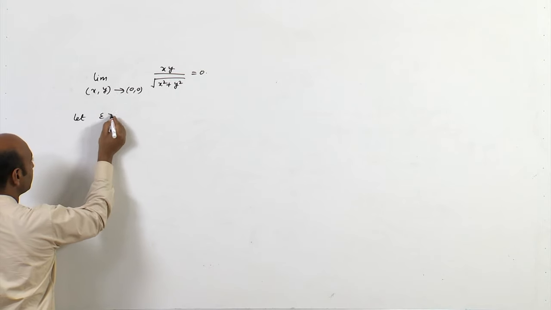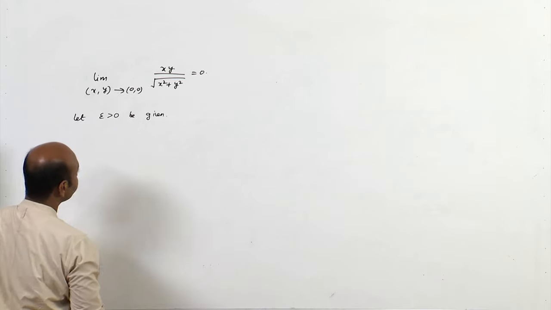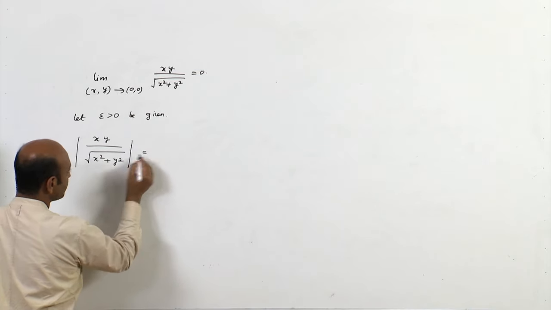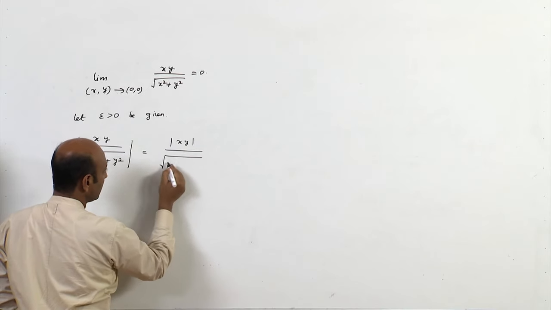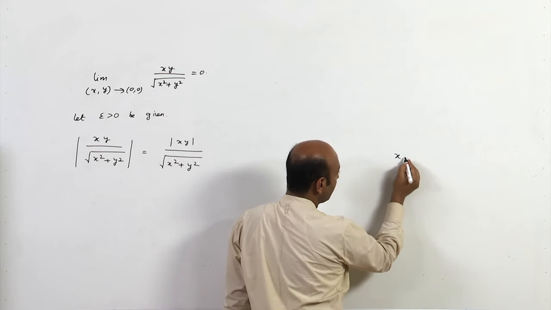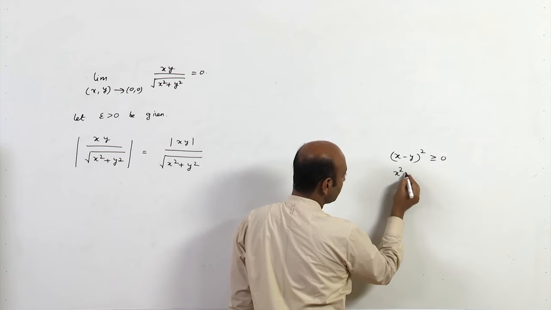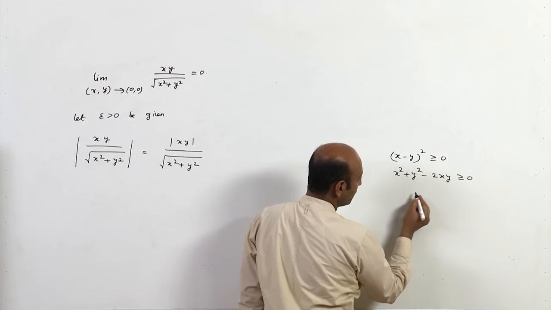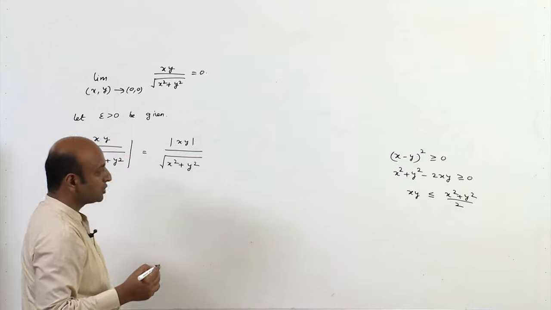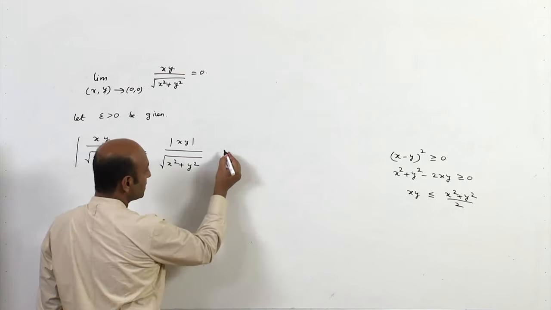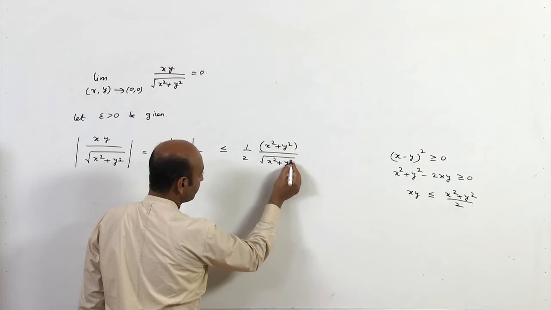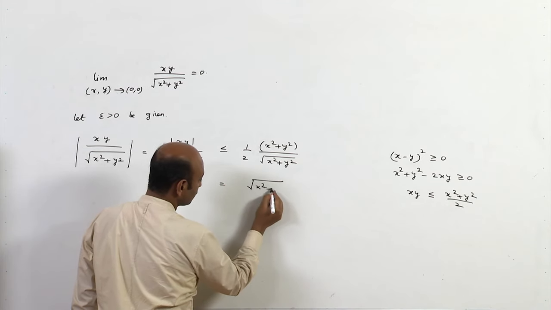So, let epsilon greater than 0 be given. Now, you take xy upon under root x square plus y square. So, this is equal to mod of xy upon under root x square plus y square. Now, we know that (x minus y) whole square is always greater than or equal to 0. So, x square plus y square minus 2xy is always greater than or equal to 0. So, xy will always be less than or equal to (x square plus y square) by 2. So, mod of this quantity will also be less than or equal to (x square plus y square) by 2. So, this is less than or equal to 1 by 2 times (x square plus y square) upon under root (x square plus y square). So, this is equal to under root (x square plus y square) upon 2.